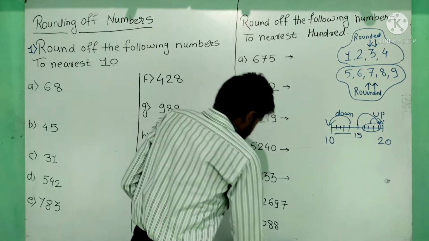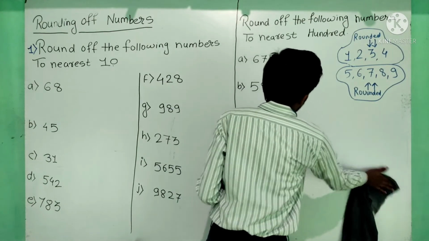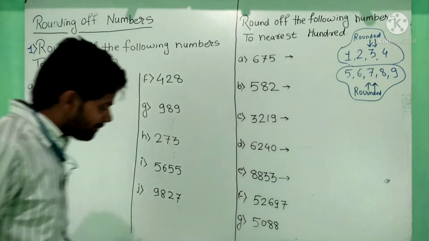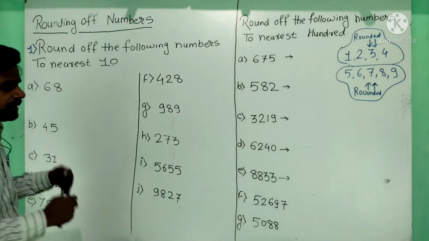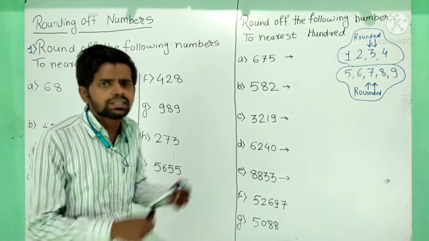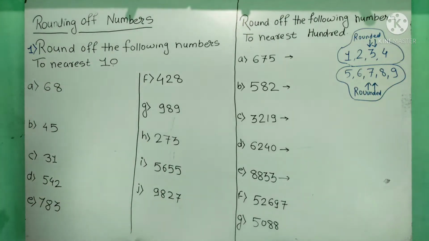So without wasting any time, let's begin with the topic. चलो topic की तरफ चलते हैं quickly. Dear students, I have taken the questions from the exercise. So what is the first question? The question is, round off the following numbers to the nearest 10. Again, we have to find the nearest 10. अब nearest 10 कैसे find out करेंगे? बहुत easy है. Listen here.